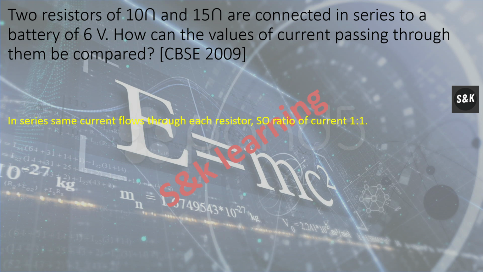Two resistors of 10 ohm and 15 ohm are connected in series to a battery of 6 volt. How can the value of current passing through them be compared? So in series, same current flows through each resistor, so the ratio of current is 1:1.